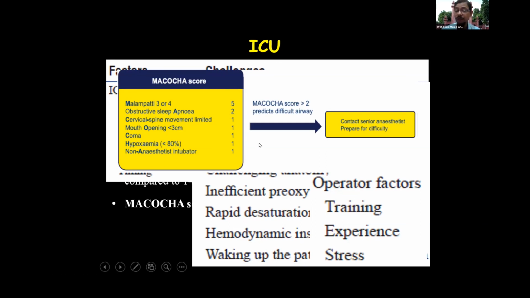So it is always better that you preempt, go for prediction, go for a MACOCHA score, and document it in the case sheet. Subsequently, when a second person comes in and needs to intubate this patient, he knows that this patient is predicted to be difficult. So naturally, he can go for additional help. So this is very important. You always try to document it in your case sheet.